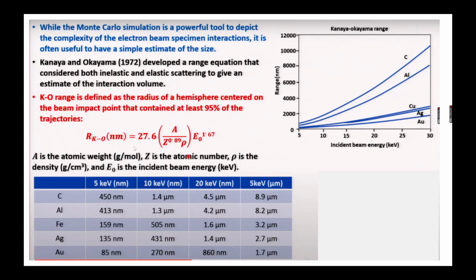So from this relation also you can say that R, the range or radius of the hemisphere, or you can say the interaction volume, is directly proportional to the energy and inversely proportional to the atomic number. Okay, so when we increase the voltage, R will also increase. When we increase the atomic number, R will decrease. Okay, so this will be the relation. I hope you understand this and it is clear to you.